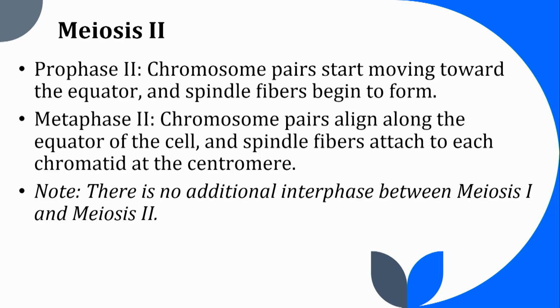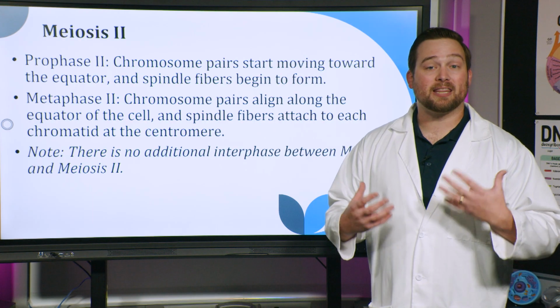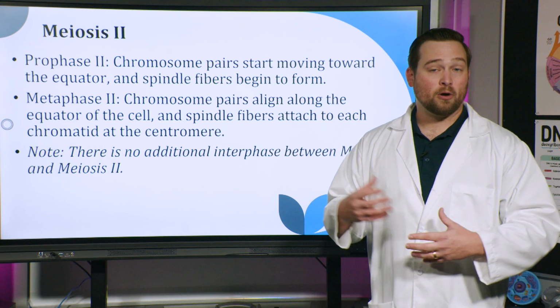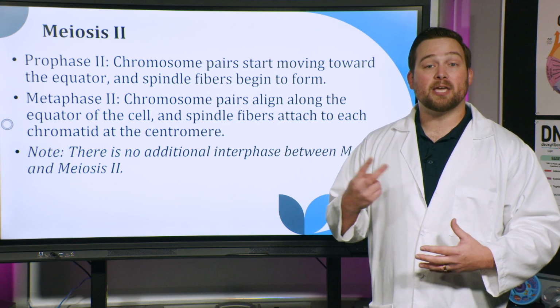So what happens in prophase 2? Well, the chromosome pairs start moving towards the equator, and the spindle fibers are going to begin to form. After prophase 2, we'll get into metaphase 2. During metaphase 2, the chromosome pairs align along the equator of the cell, and the spindle fibers attach to each chromatid at the centromere. So again, in this description of metaphase 2, I see spindle fibers attached to each chromatid. So again, that's a clue. If you ever see chromatid or sister chromatid, you're probably in meiosis 2.